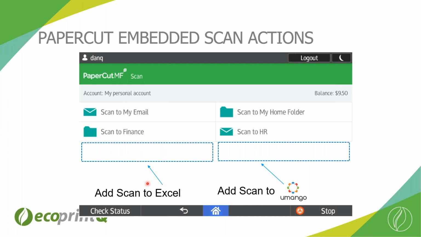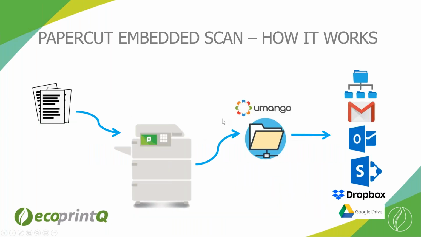So Umango doesn't even need them to log in to Umango. It's one-time authentication. Umango leverages the information PaperCut passes through, and it processes the document based on that. So I could see scan to Excel, scan to Word, scan to Umango here, and then another person walks up and maybe they see different scan actions, scan workflows that are pushed out to them and made available. So really a great way to increase your capabilities of PaperCut.